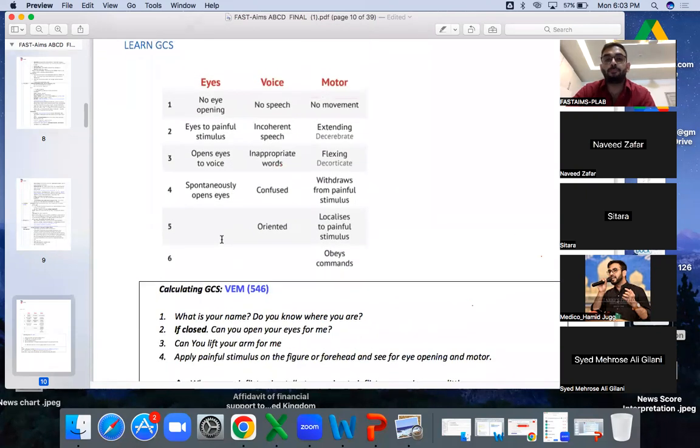So actually it is eye, voice, motor, scored 4, 5, 6. This is the score. Everybody has read that in their course. We are not going to discuss it. I just want to tell you how to calculate the GCS. Okay. The patient is in a semi-conscious state. How will you calculate the GCS?